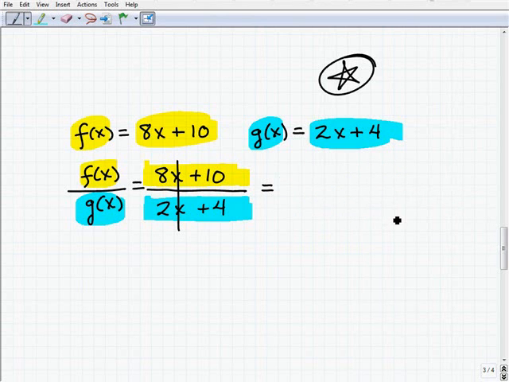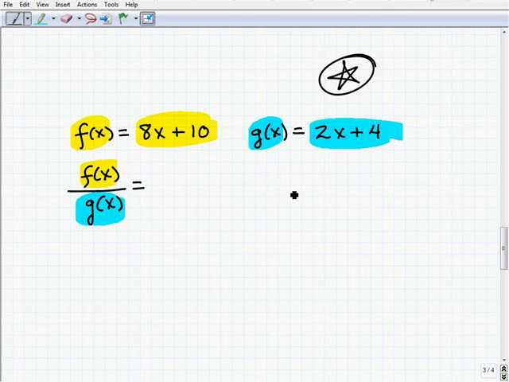Maybe you said, well, 2 goes into 8, that's 4, so maybe this would be 4x plus 10 over x plus 4. That's incorrect also. These are very common mistakes, and you need to go back and take a look at how to simplify rational expressions, which means you have to know how to factor. So let's take a look at the correct way of doing this. I want to erase this.